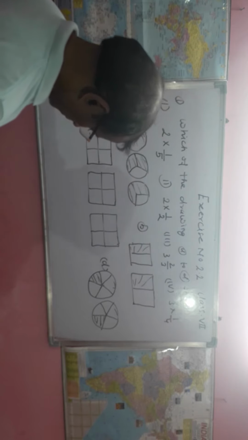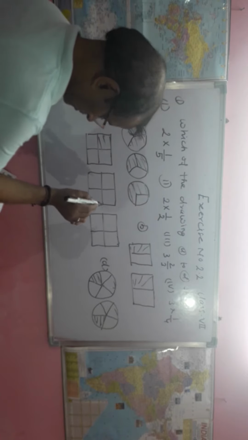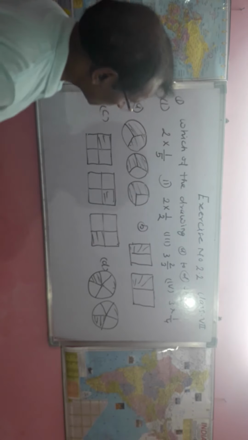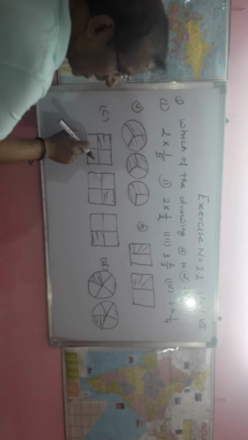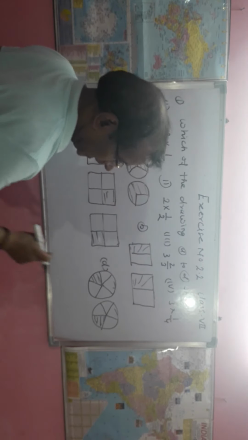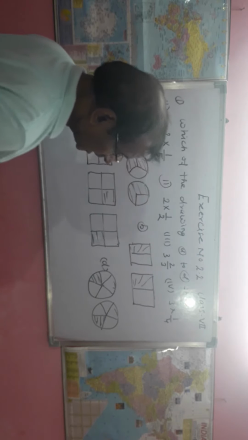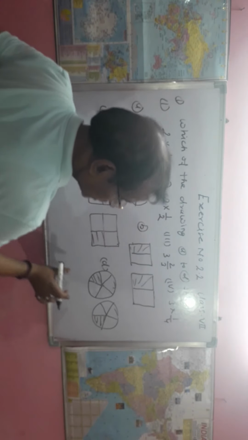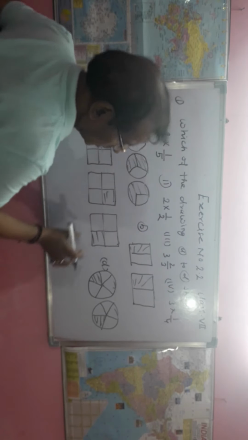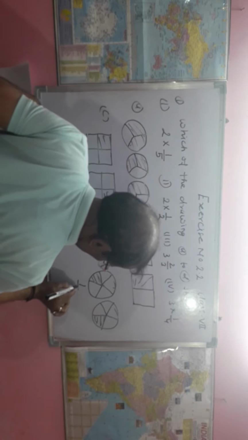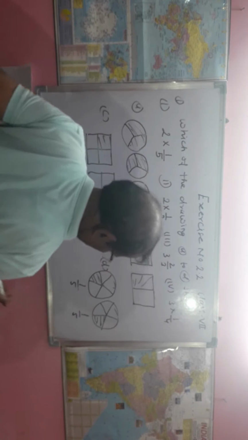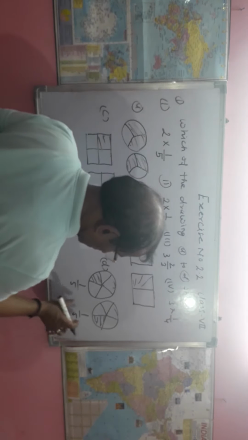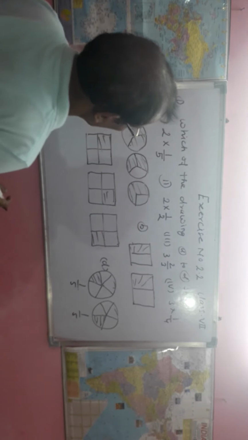Now, here are 4 parts, here are 2 parts, and here are 5 parts. Therefore, the shaded portion is multiplied by 2. These are two figures, each with 1 upon 5 part shaded: 1 upon 5 and 1 upon 5, 2 parts. Whenever we add both these parts, we get 2 upon 5.